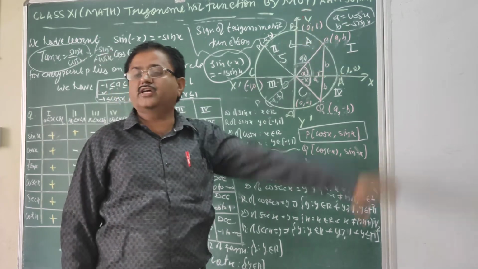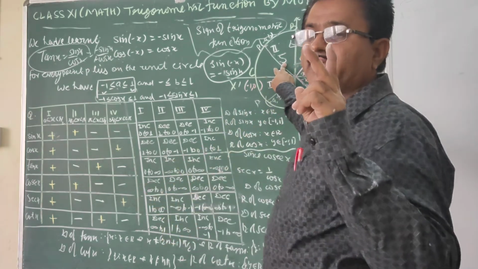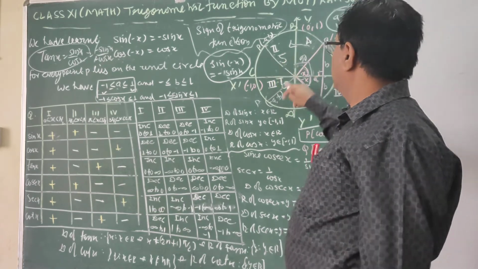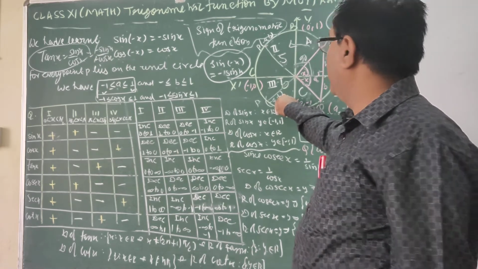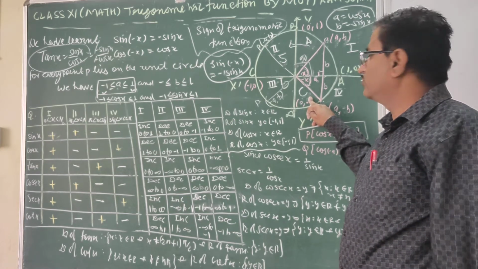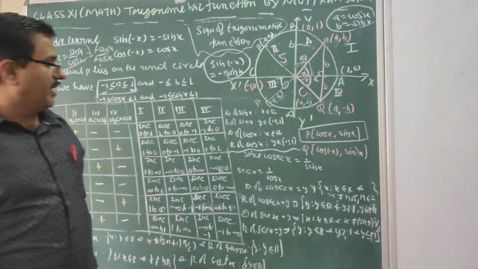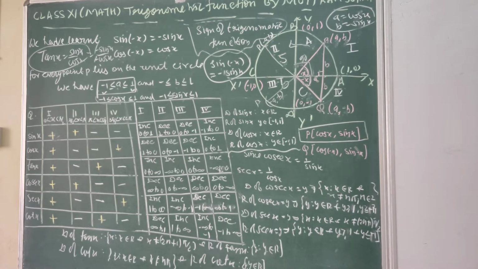All six trigonometric ratios in the first quadrant are positive. In the second quadrant only two, that is sine and its reciprocal: sine and cosec are positive. In the third quadrant, tan and its reciprocal, that is tan and cotangent. And here cos and its reciprocal, that is cos and sec, are positive. Other trigonometric ratios are negative. So this is very important: in a particular quadrant, which trigonometric ratio is positive or negative. Clear?